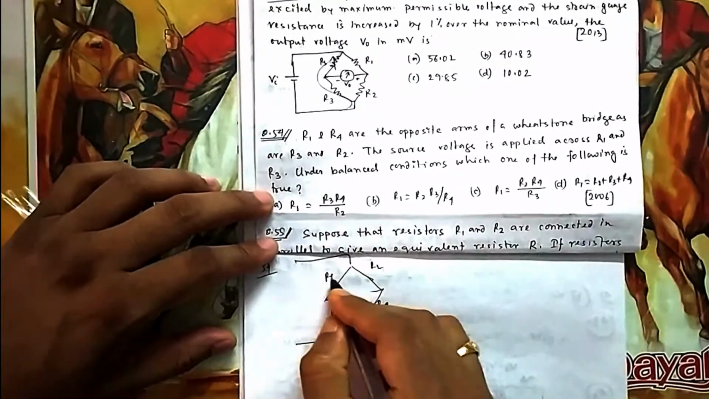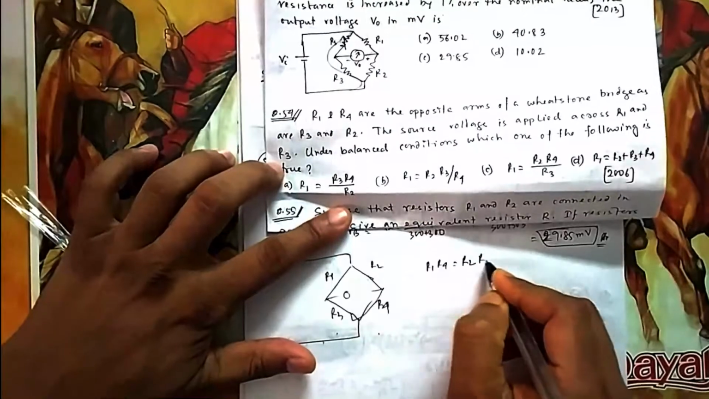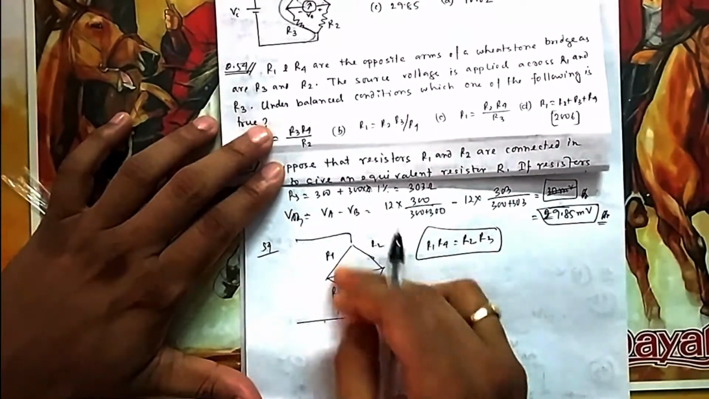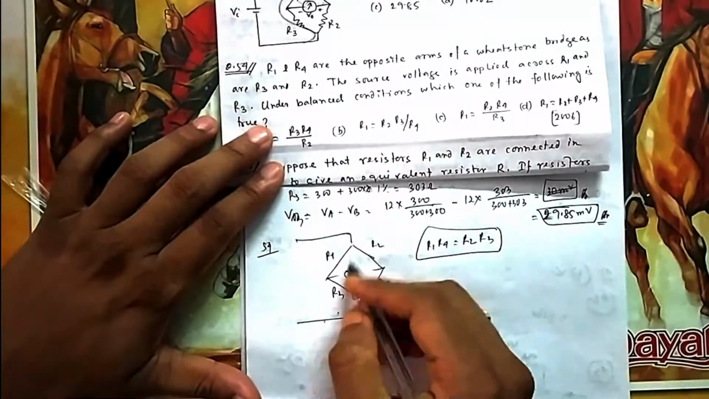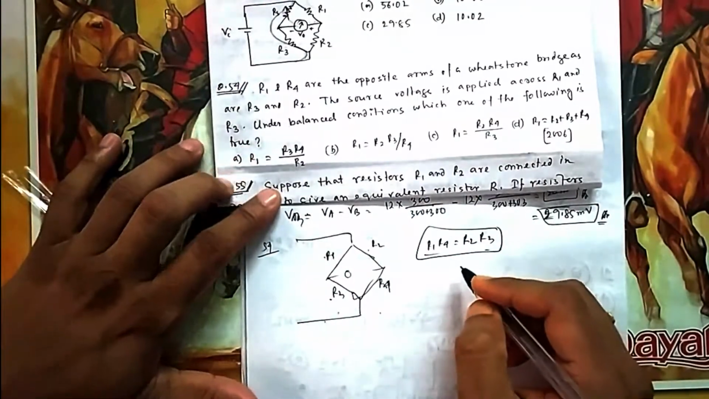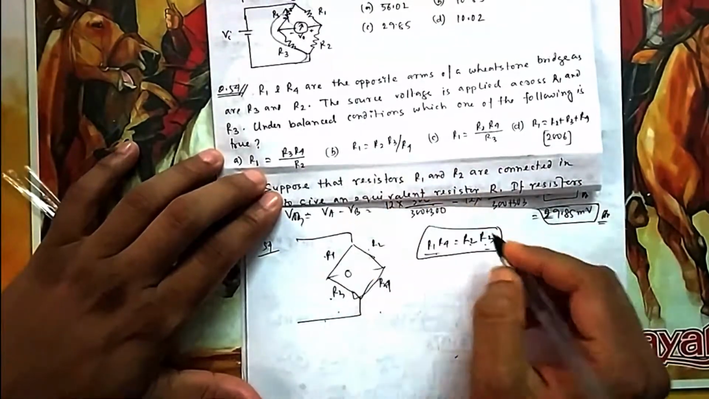If it is a bridge circuit, you know the opposite product should be equal at the balance condition. R1, R4 should be equal however way it is connected. If it is a bridge circuit, you are connecting opposite vertices, that means you are making a bridge, so the opposite resistance product should be equal. That you can remember. So from here you can see R1 equals R2 R3 by R4. That is your option B.